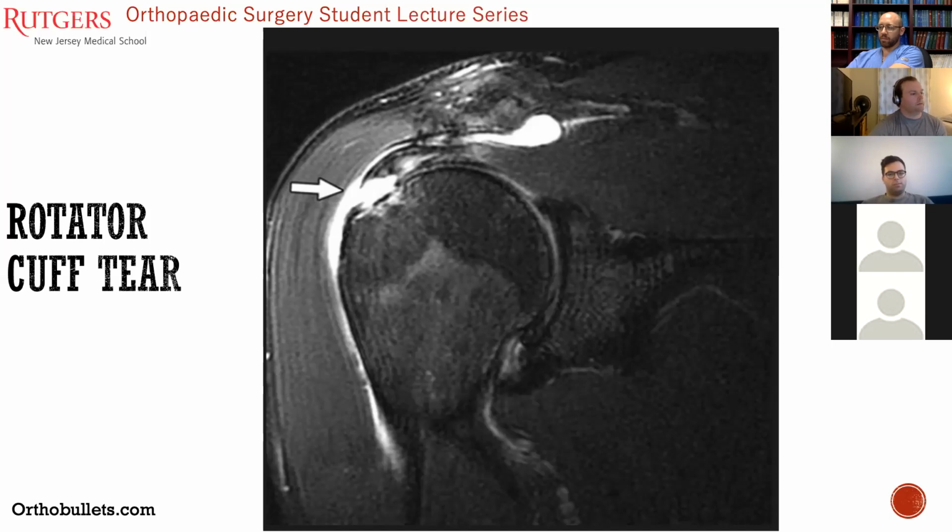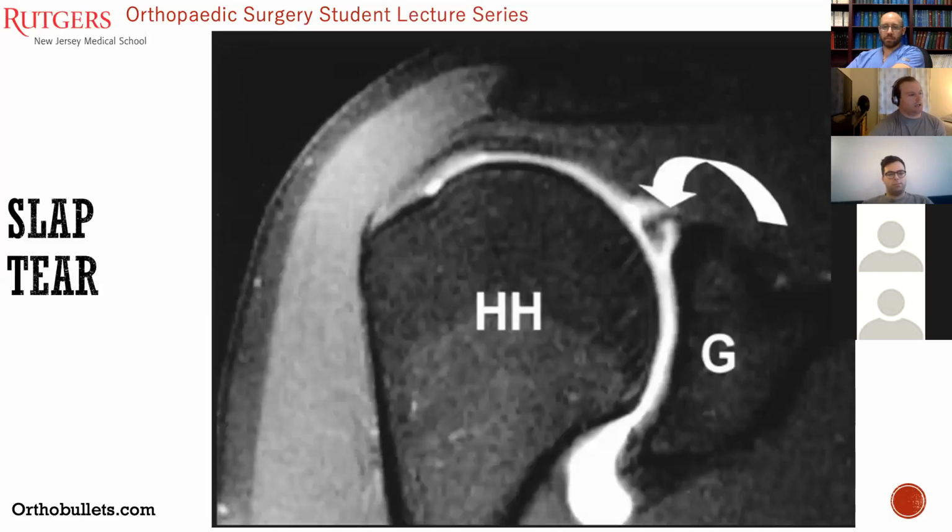You can also see on our next image, this is another coronal image looking at a SLAP tear, which stands for superior labrum anterior and posterior. So it's a tear of the labrum that's attached to the superior aspect of the glenoid. Again, the labrum also continues circumferentially around the glenoid. So it's a tear of the superior aspect that extends anteriorly and posteriorly on the glenoid. This is the attachment as well for the long head of the biceps tendon.